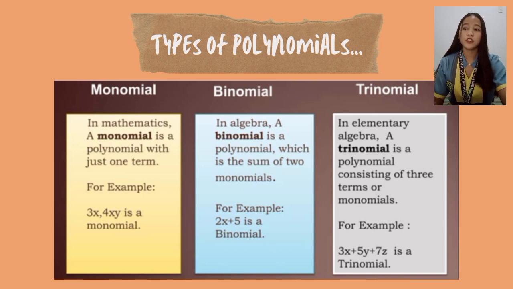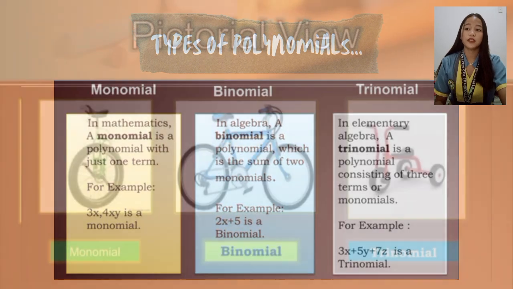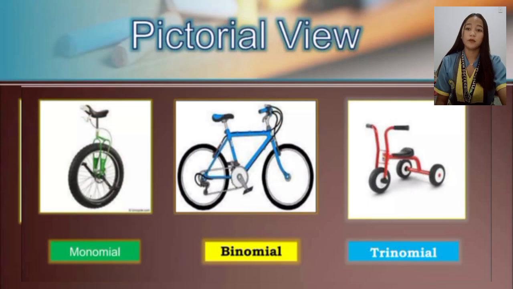So again, in monomial, we have one term. In binomial, we have two terms. And trinomial has three monomials or three terms. So, I'll give another simple to understand example. We have monomial, binomial, and trinomial. In monomial, we have one wheel because it only has one term. In binomial, we have two wheels, which is two terms. And trinomial has three wheels because it's three terms.